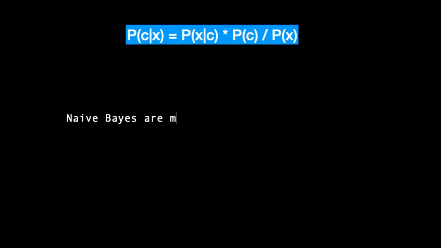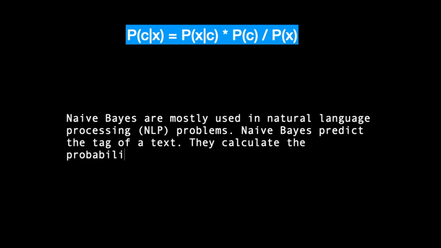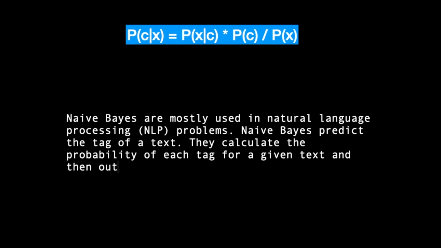Naive Bayes is mostly used in natural language processing problems. Naive Bayes predicts the tag of a text. It calculates the probability of each tag for a given text and then outputs the tag with the highest one.